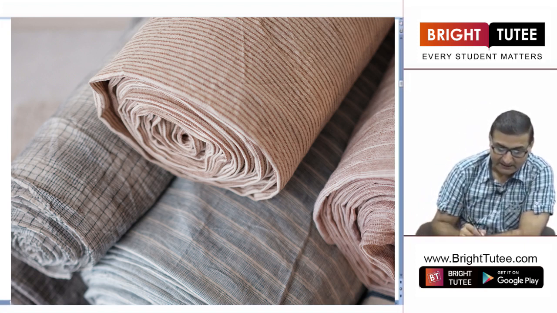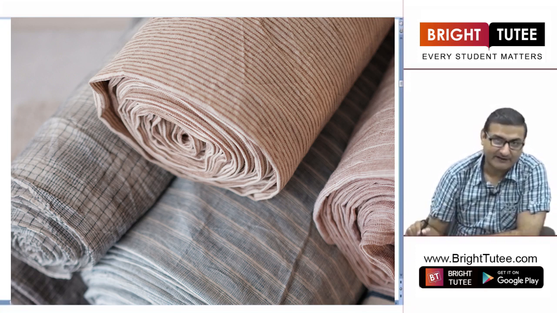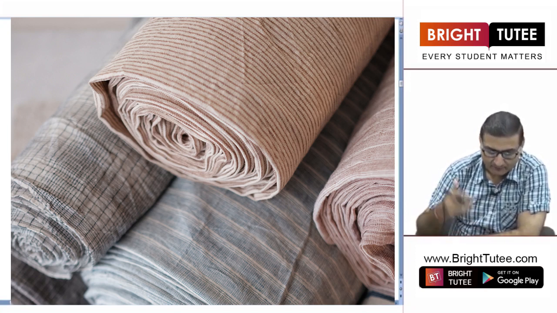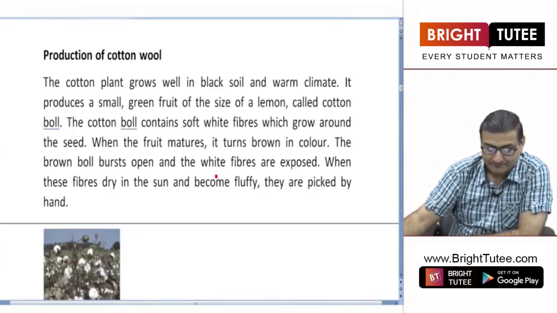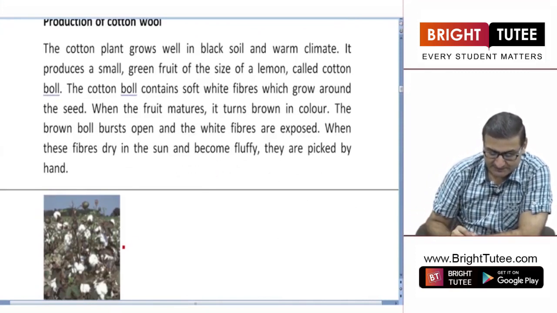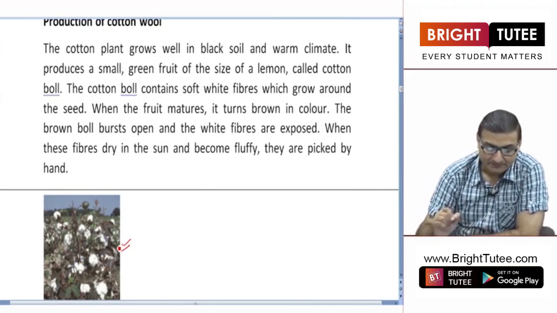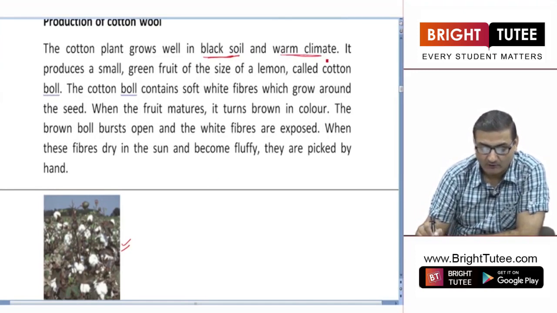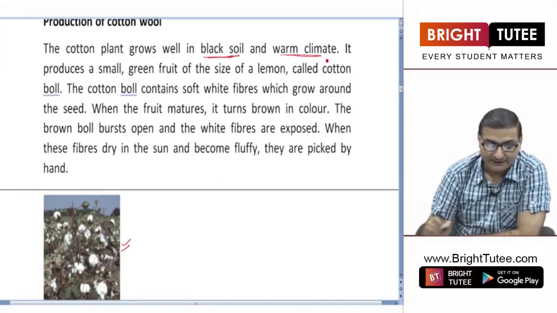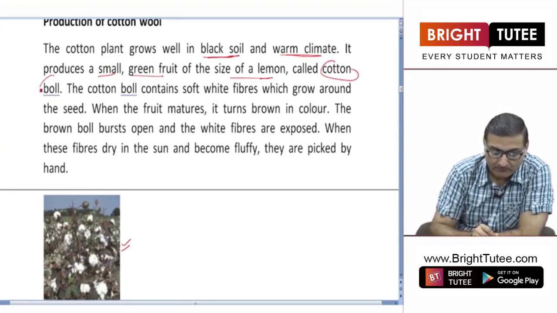Now, in India, khadi is also made from cotton fibers. Now, how exactly we produce this cotton wool, that is what we are going to take up. First of all, let me show you, this is a cotton plant. This cotton plant grows in black soil and warm climate. It produces a small green fruit, the size of a lemon, that is known as cotton boll.